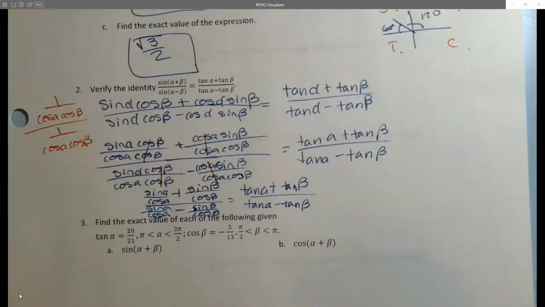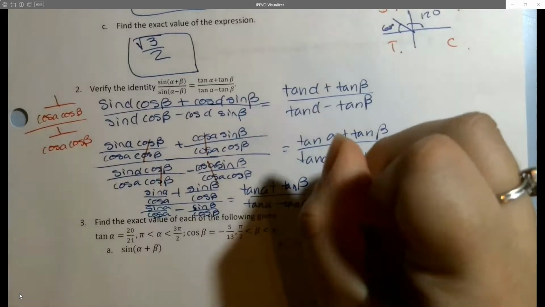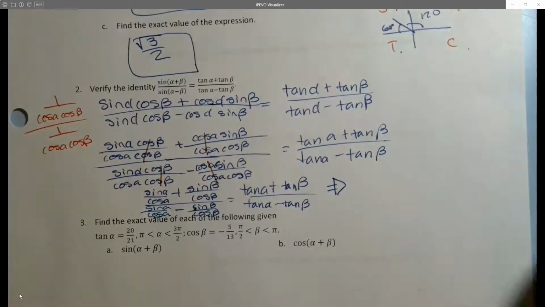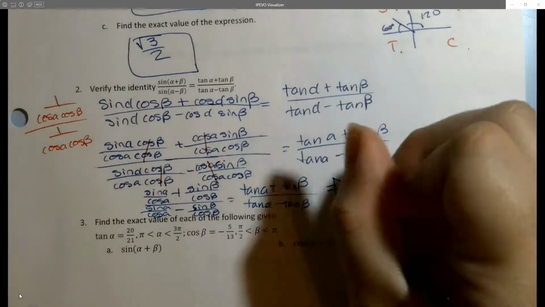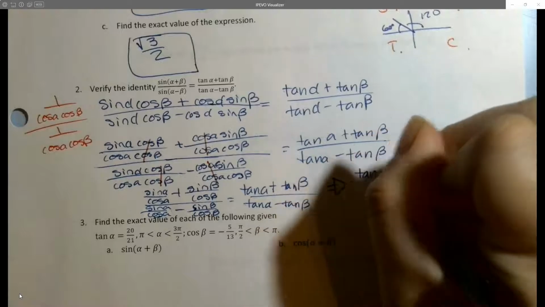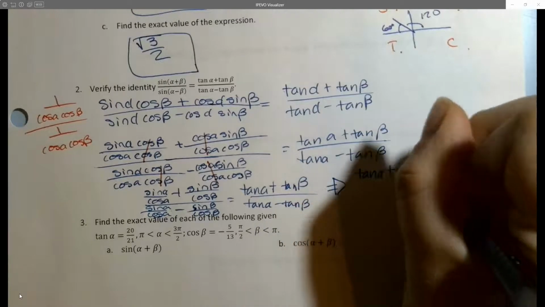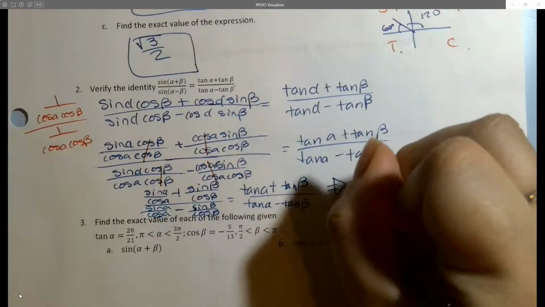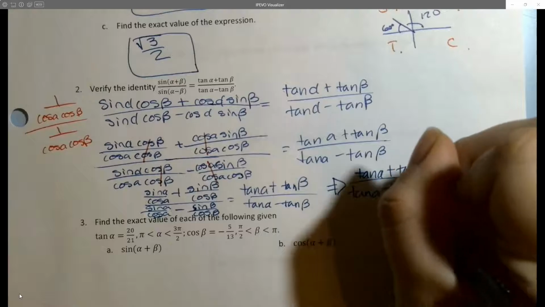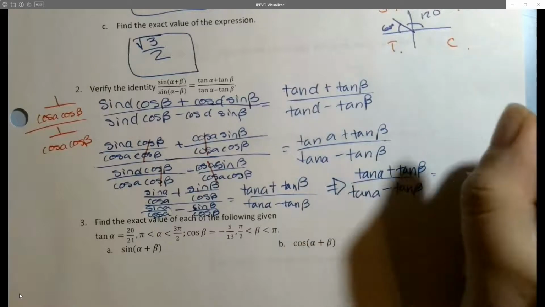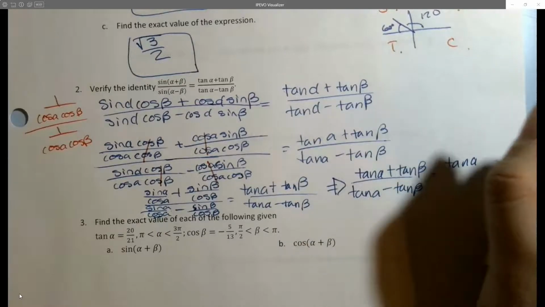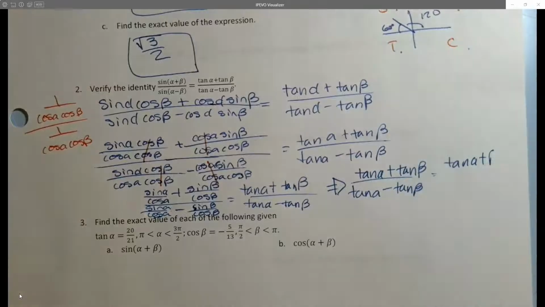So I have one more final step because I need to always show that it equals. I ran out of room to keep going straight down, so I'm going to show this arrow. I have tangent alpha plus tangent beta over tangent alpha minus tangent beta. And this equaled the right side I originally had.